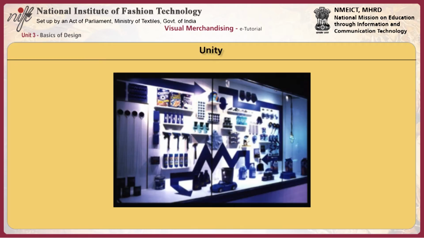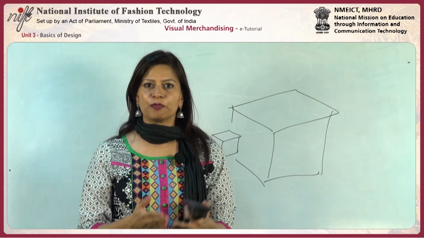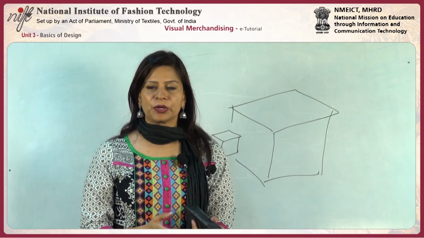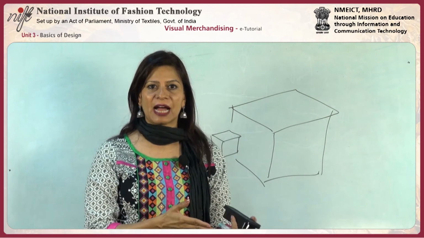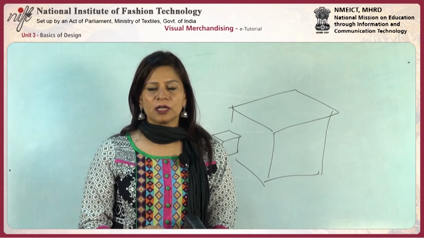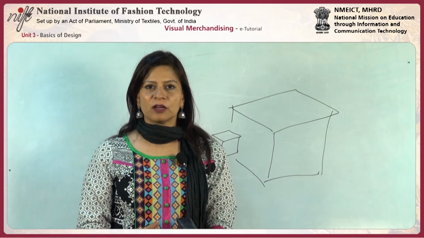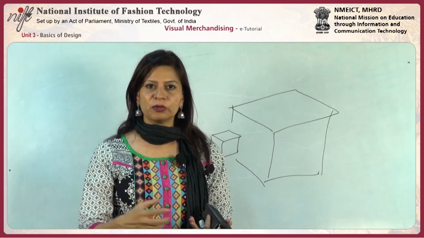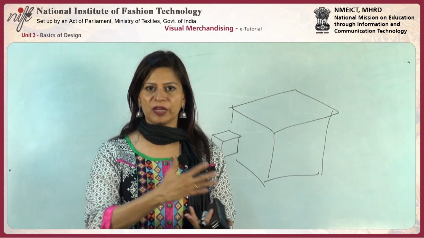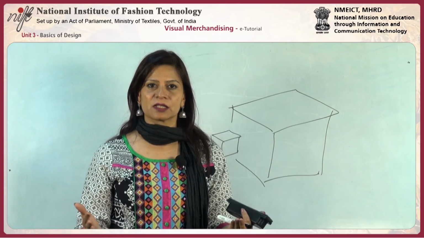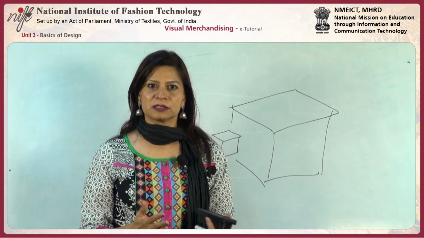Coming to the next principle, which is unity. In this picture, it shows a variety of products united by color. So, if you walk into a store, you could have a pot, you could have a chair, you could have a table, or you could have a mannequin, all in a color of blue or red, and there is a kind of joining or unity between the products or the merchandise by sheer color.